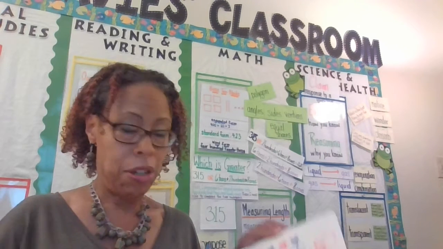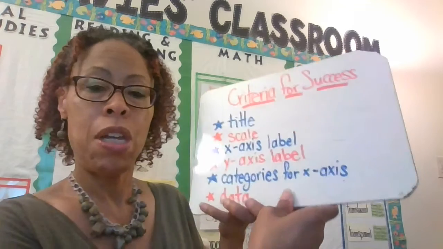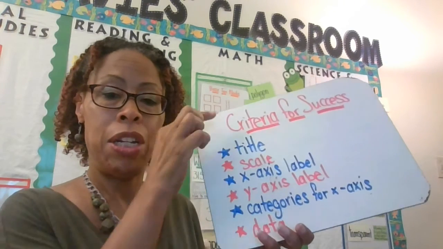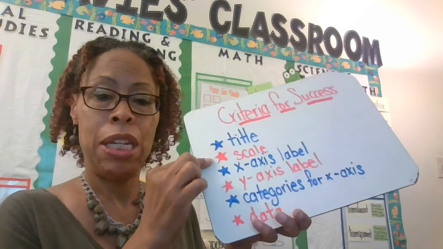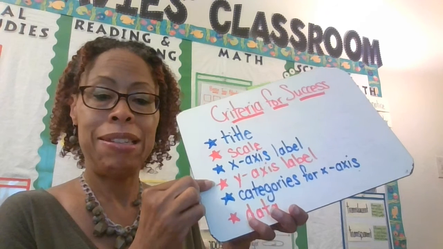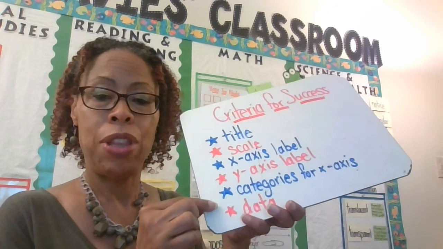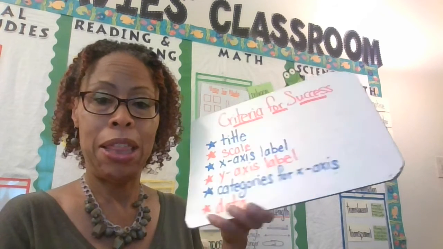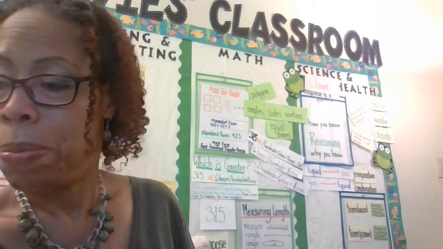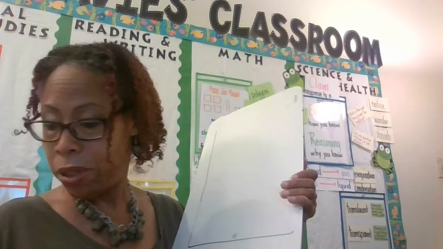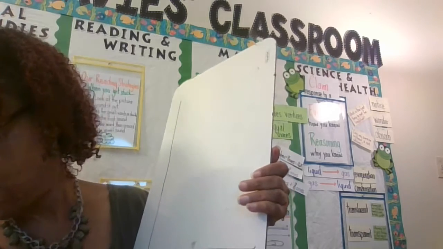Now let's look at the criteria for success. In order to be successful with this bar graph, you need to make sure you have a title, a scale, an x-axis label, a y-axis label, categories for the x-axis, and of course, most importantly, the data. So let's keep both of those pieces in mind, and let's build our graph together.